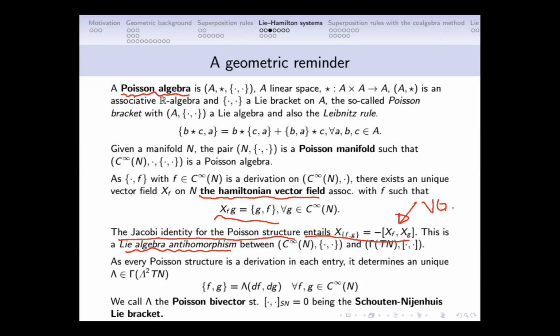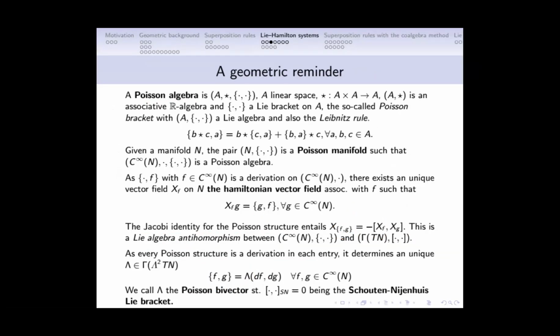And now, instead of finite dimensional Lie algebras of vector fields, we will have finite dimensional Lie algebras of functions, because it's a Poisson algebra. So we're going to see how we can translate this. Remember that as every Poisson structure is a derivation in each entry, you can define a Poisson bivector through the Poisson bracket, and we are going to make use of all this machinery to talk about the Hamiltonian system.